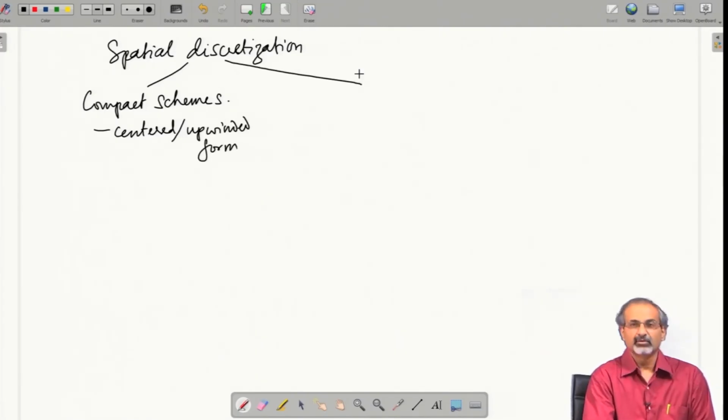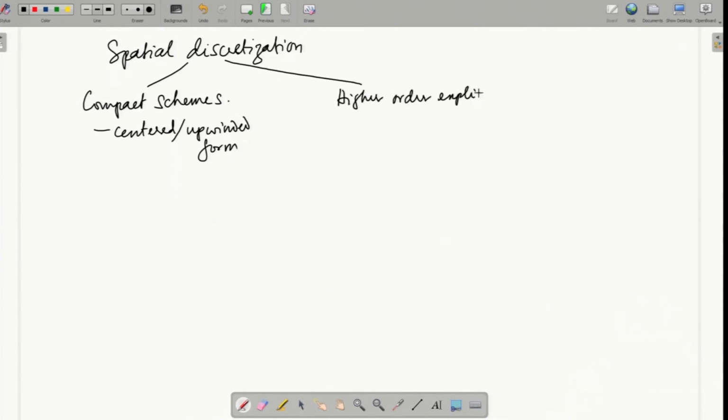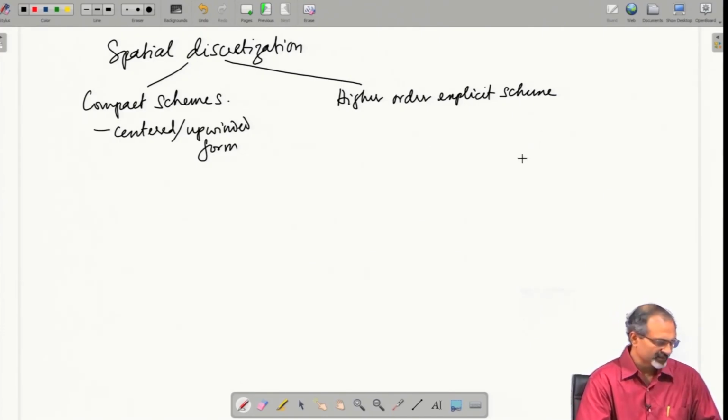If we are not using compact schemes, then we could go for higher order explicit schemes, but then the problem would be that the stencils will become extremely large, and maintaining high accuracy at the boundaries is a big challenge.